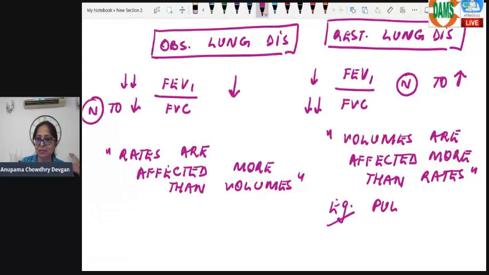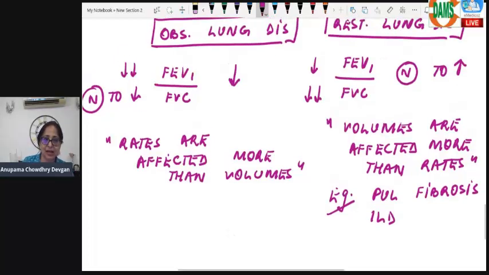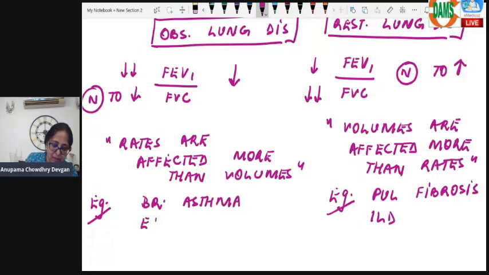Now, volume is affected more than the rate. That means FVC is affected more than the FEV1. Denominator is affected more than the numerator. So in restrictive lung disease, the FEV1 by FVC ratio increases. Examples of restrictive lung disease: pulmonary fibrosis, interstitial lung disease, right? What are the examples of obstructive lung disease? For example, bronchial asthma, obstruction to flow, bronchial asthma or emphysema.